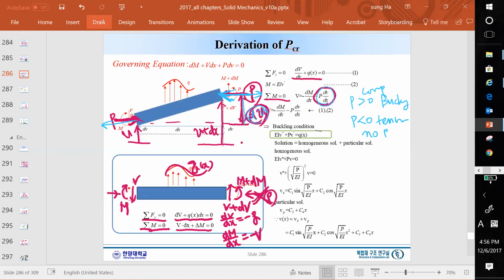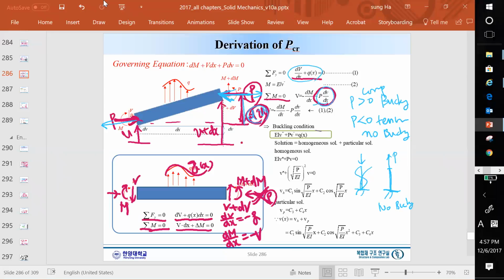In the tension case, there's no buckling. Any structure under compression likes to buckle this way or that way, very unstable. But if a structure has tension, then there is no buckling, very safe. So for any structure in compression, again, you have to consider buckling.